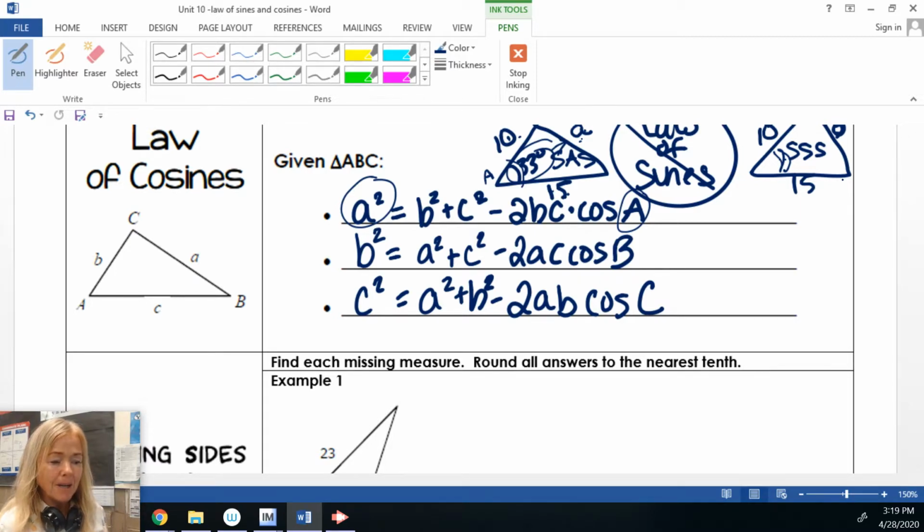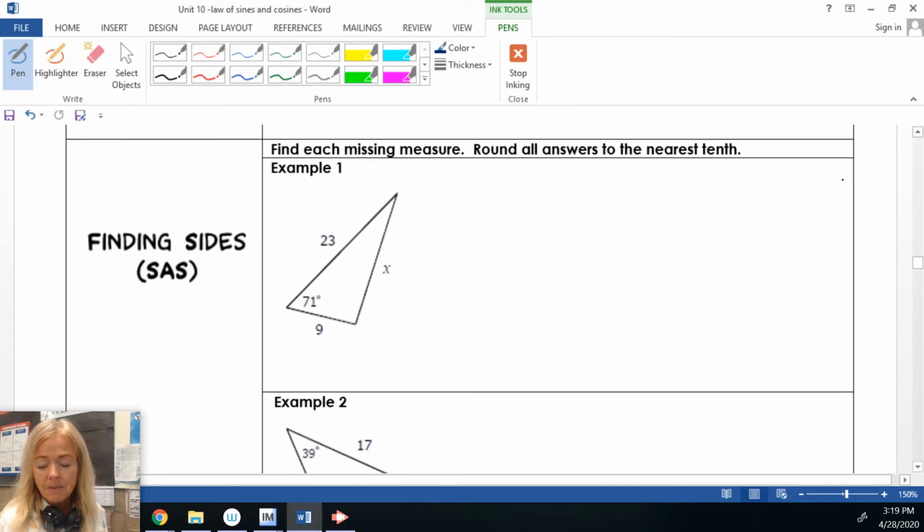I memorize it by position. So the side squared is equal to the other two sides squared and summed minus 2 times each of them times the cosine of the angle across from it. So here's my angle and here's the side across from it. Okay, I figure out those first. And then I don't even have the formula in front of me. So hopefully you guys can get to this point where it's location.